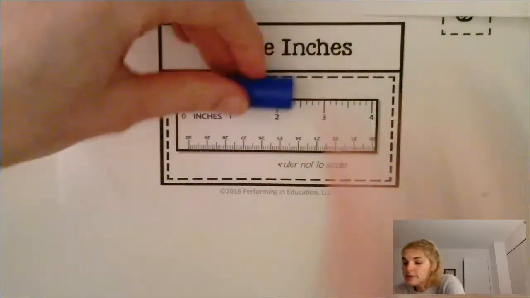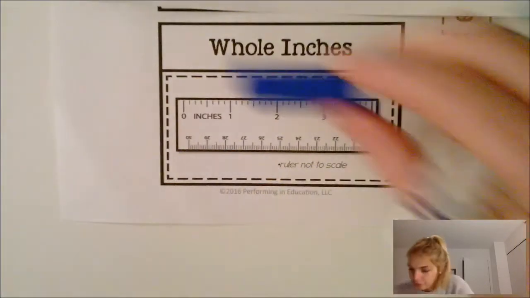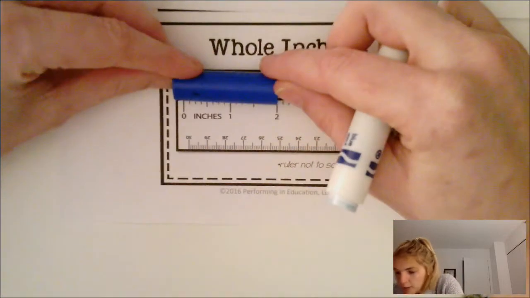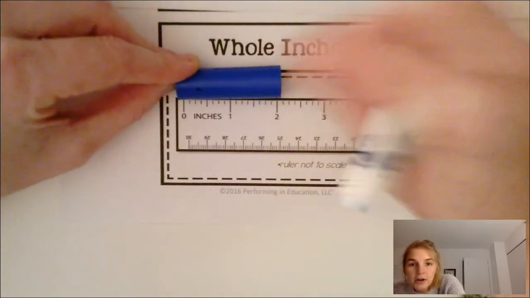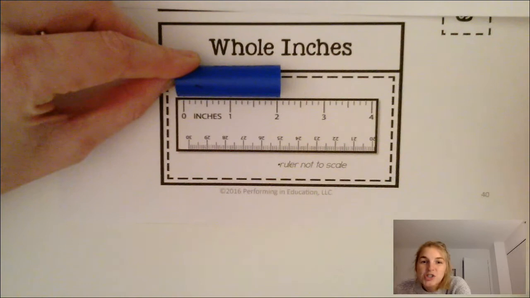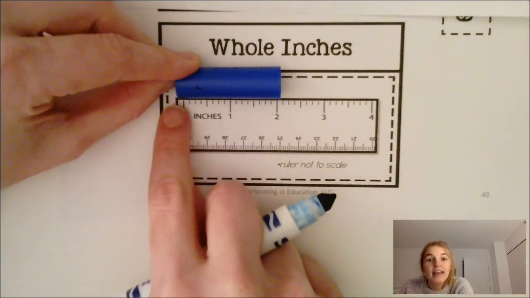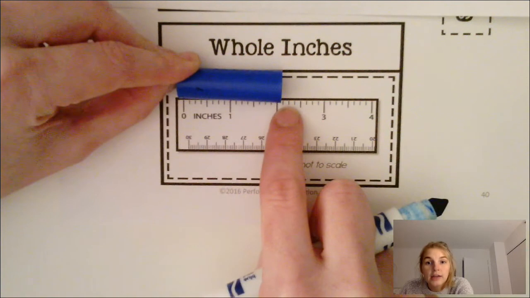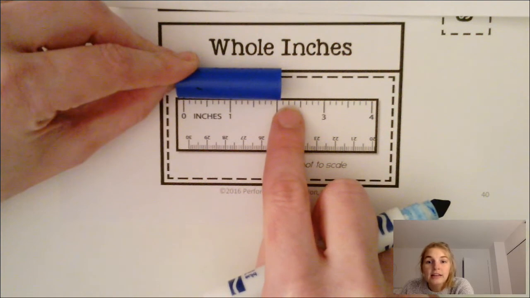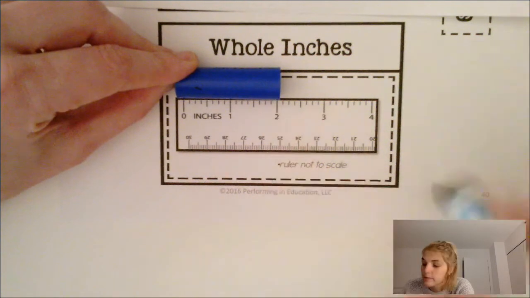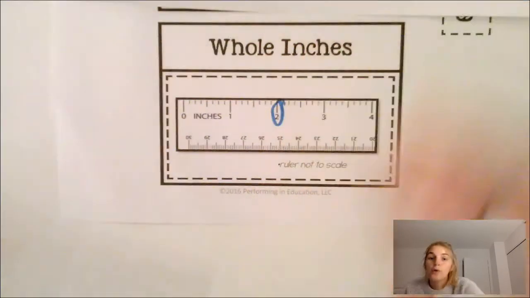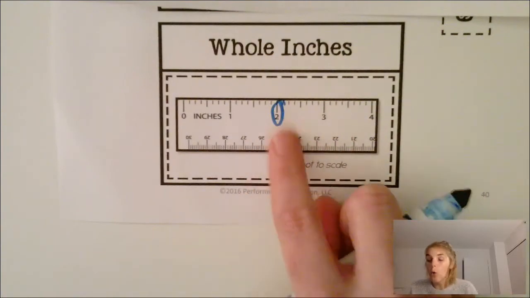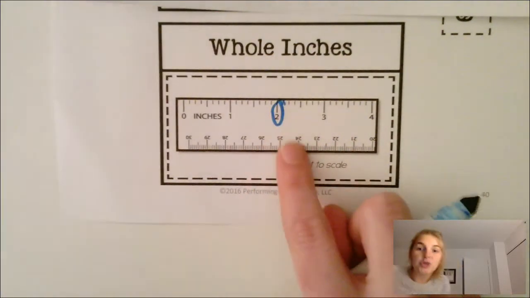So for example, let's say we take our marker cap, and what we're going to do is line it up with the 0, and it is exactly 2 inches because I have the end lined up to the 0, and I look over here, it ends exactly at 2 inches. So if we're rounding to the nearest whole inch, we would say 2 inches.